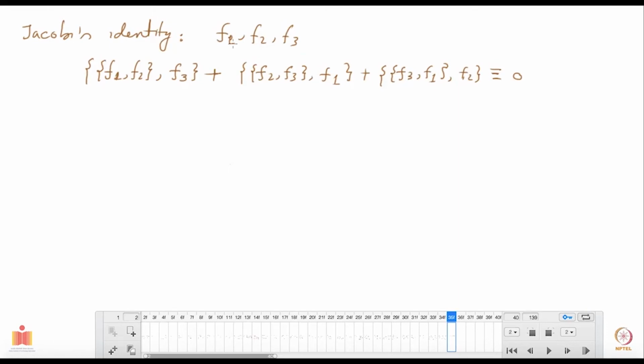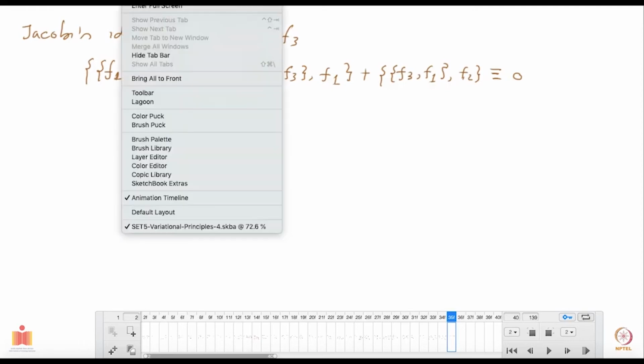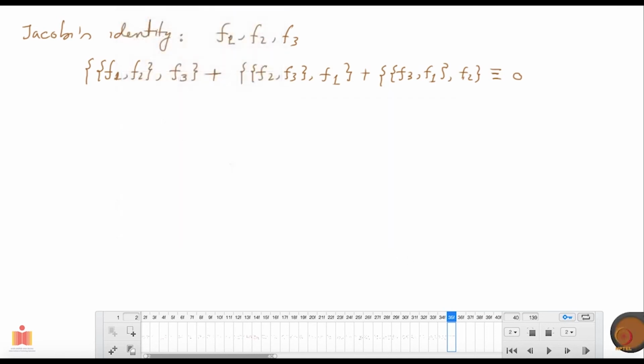Now also let me try to see how to change this color. Yeah.